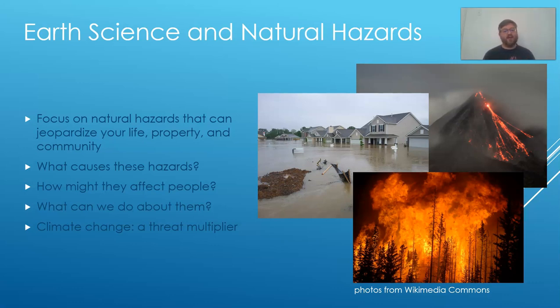We're going to be looking at how they affect people. What's the impact on human life of these different kinds of hazard events? And then what can we do about them? If we don't want to have our property destroyed in a flood, how could we avoid that kind of a consequence?